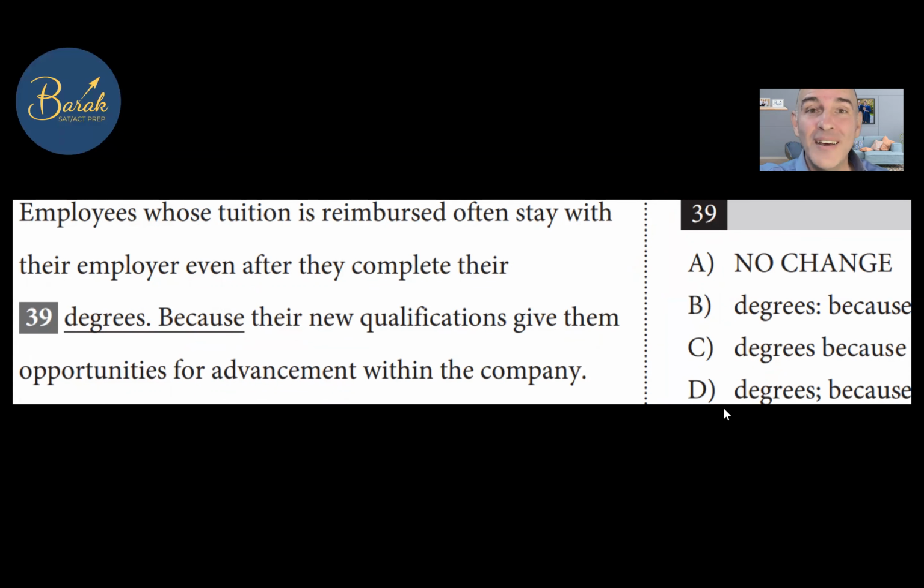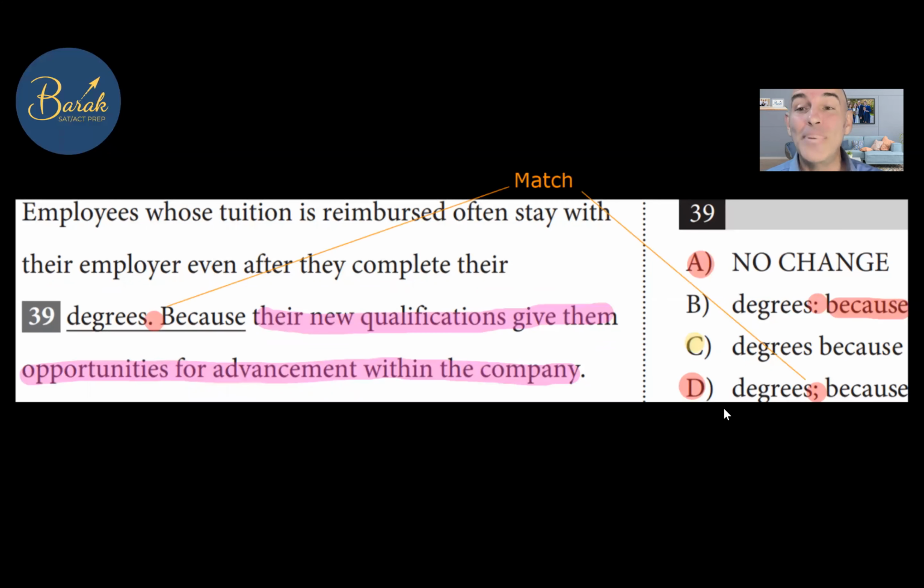Question 39. All right, do you notice what's going on here? So here, B looks reasonably good, but it combines the colon and the because. We can't have that, all right? A and D are obviously a match, so we can get rid of that. The colon and the because aren't good, and therefore the right answer is going to be C, all right?